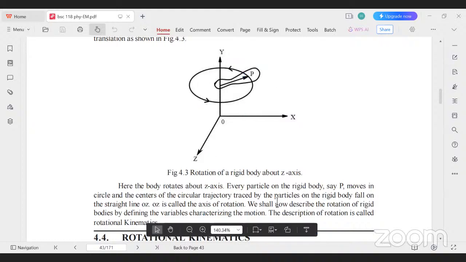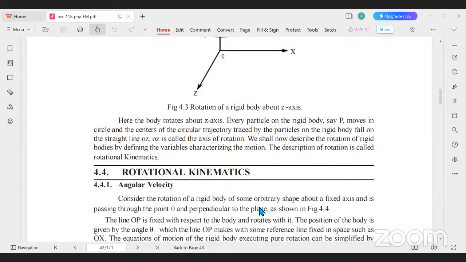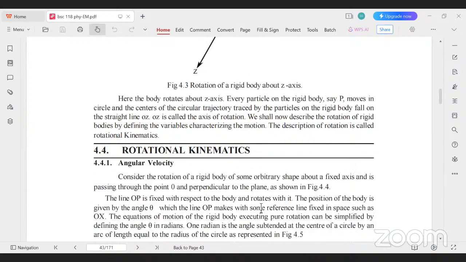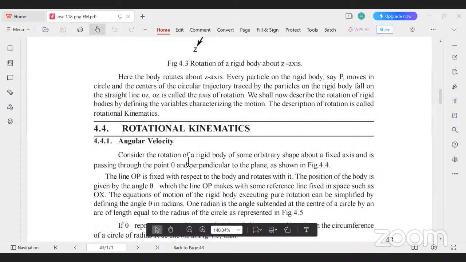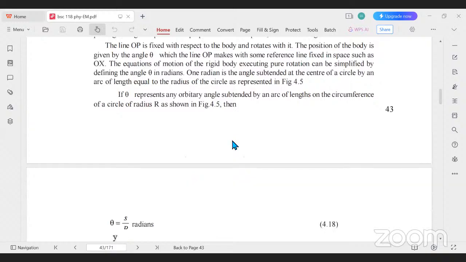So we shall now describe the rotation of rigid bodies by defining the variables characterizing the motion. The description of rotation is called rotational kinematics. So what is rotational kinematics? Angular velocity is part of it. Just read how this angular velocity works for rotational kinematics.